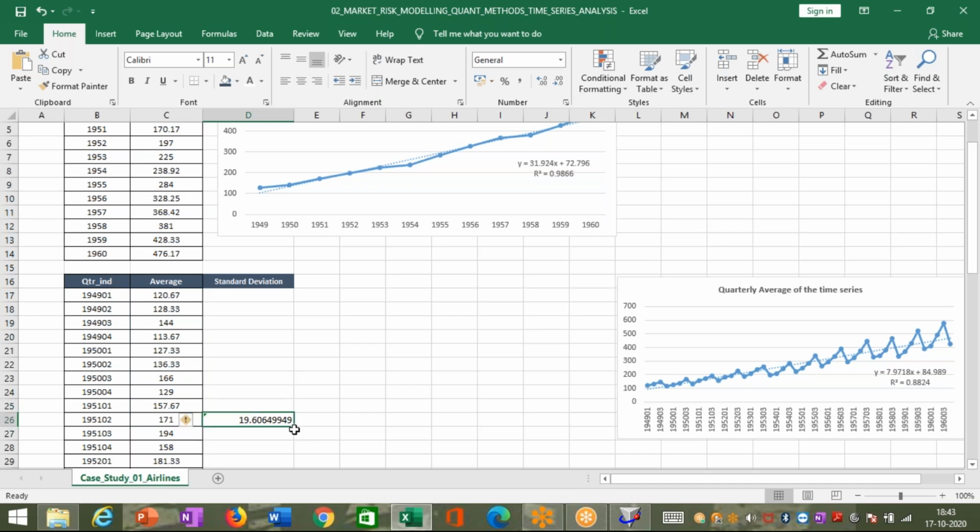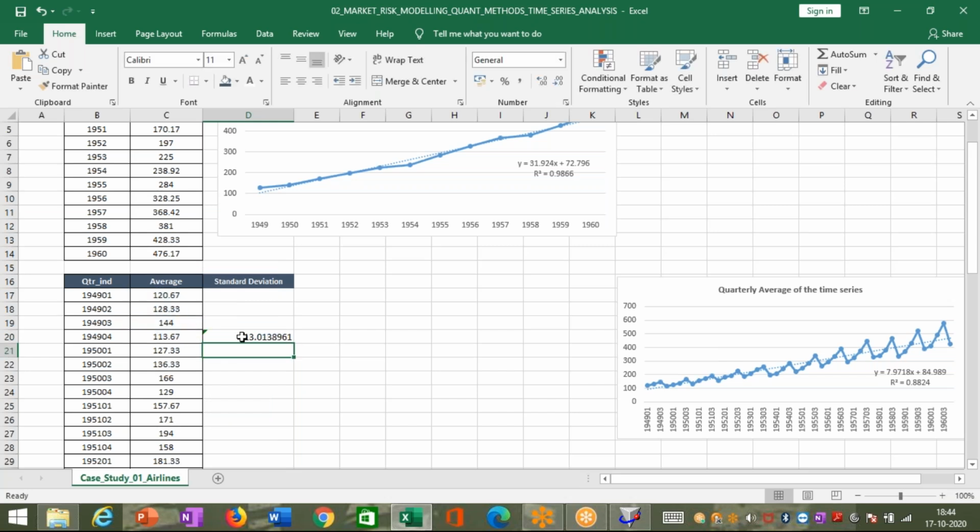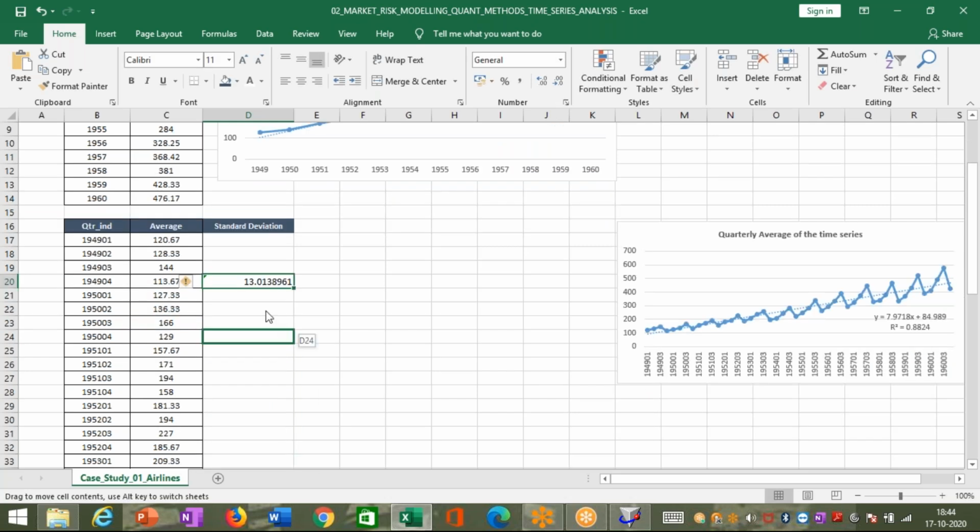Now I'll take a rolling sample of 10 periods, or let me change this to 12 months. So I start from 1949, 4901. There are 4 quarters, right? So for each of the 4 quarters, and on a rolling basis, I'll take this.